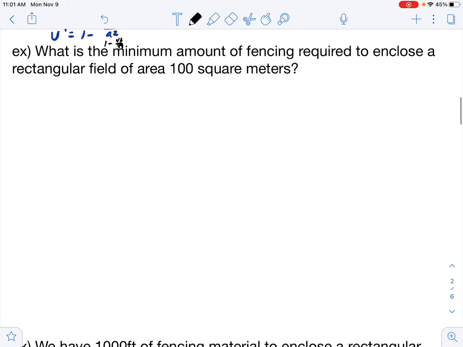All right, moving on. What is the minimum amount of fencing required to enclose a rectangular field of 100 square meters? Here's one where I'll draw a diagram. So we're enclosing this rectangular field.